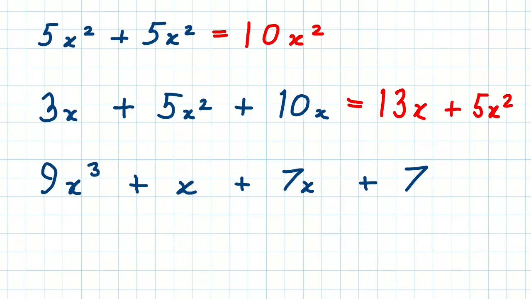So for 9x cubed, we look for other cubed terms, and there aren't any. And then we look at the x. The like term is 7x, so x plus 7x to get 8x. And the 7 has no variable whatsoever. We call that a constant. That just stays as 7.